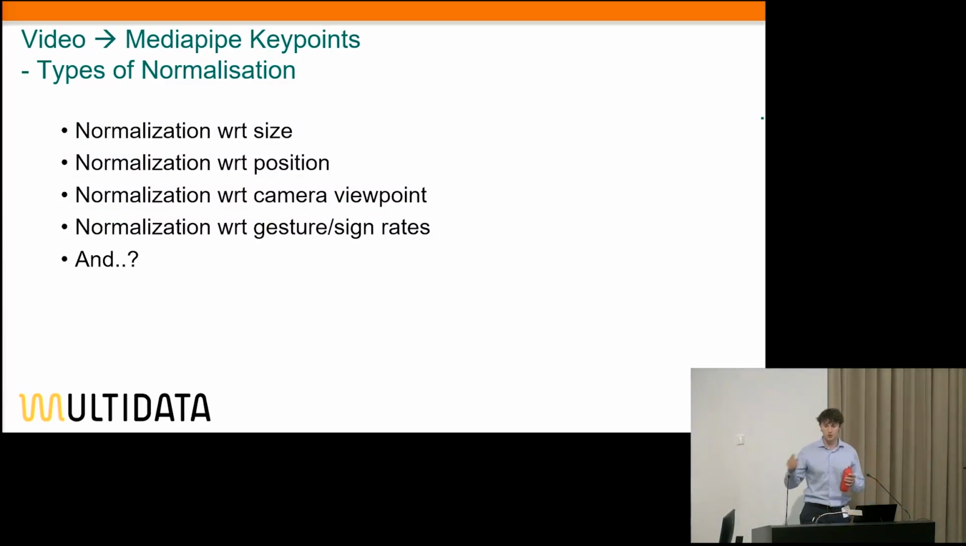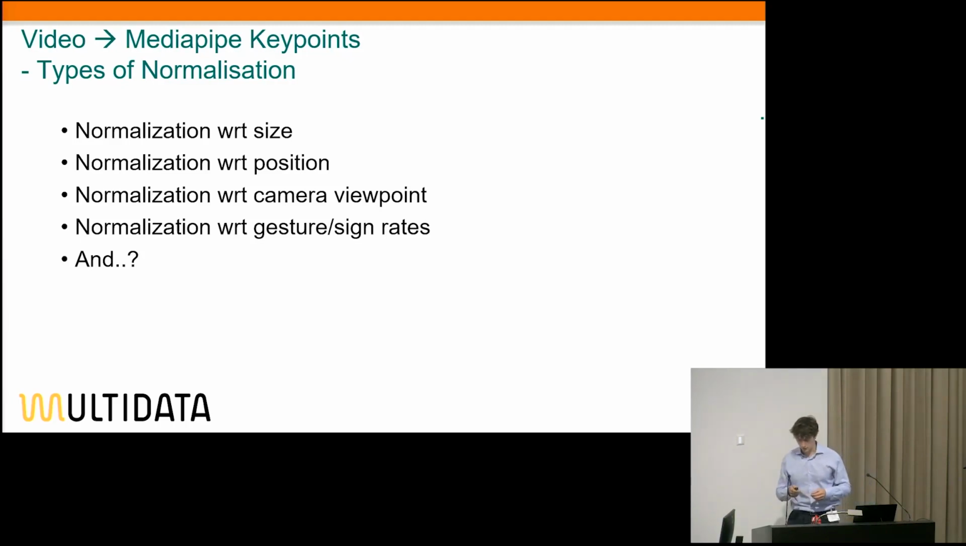Now we also want to normalize, very similar to what Peter was saying. Because we want to compare kinematic measurements to each other, or across multiple people, we have to normalize on something. There are a lot of things you can normalize on: with respect to size, with respect to position, with respect to camera point, what we had before.